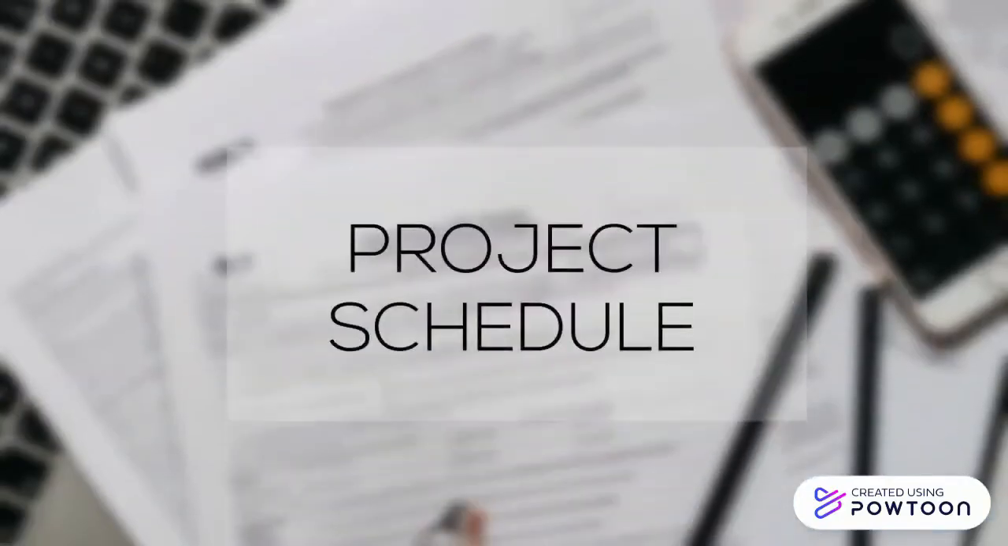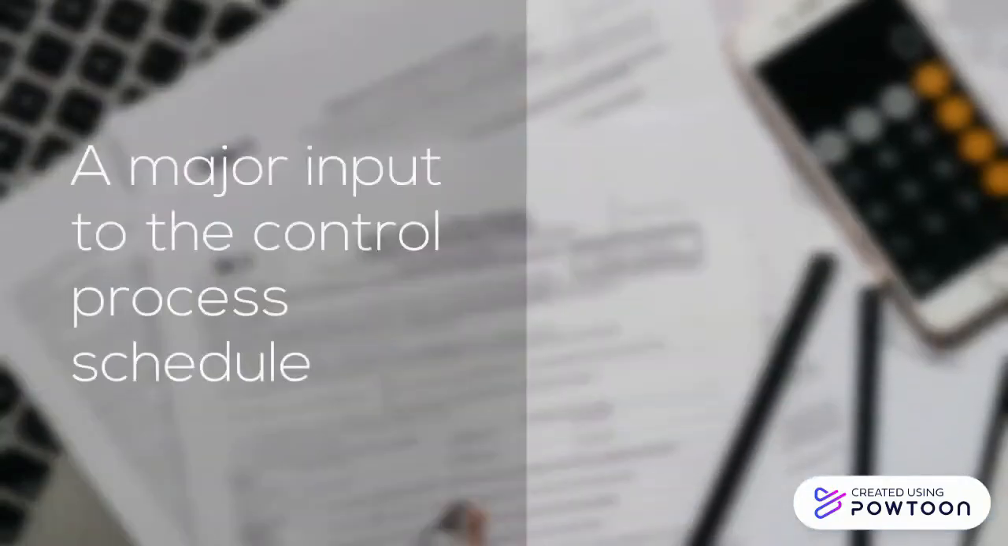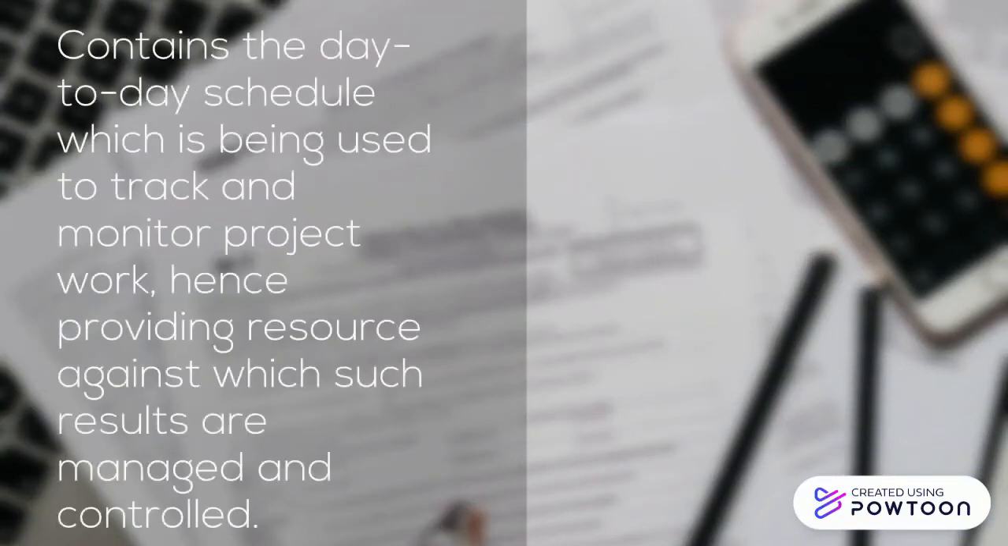Project schedule. This is an obvious and major input to the control schedule process, as it contains the day-to-day schedule which is being used to track and monitor project work, hence providing resources against which such results are managed and controlled.